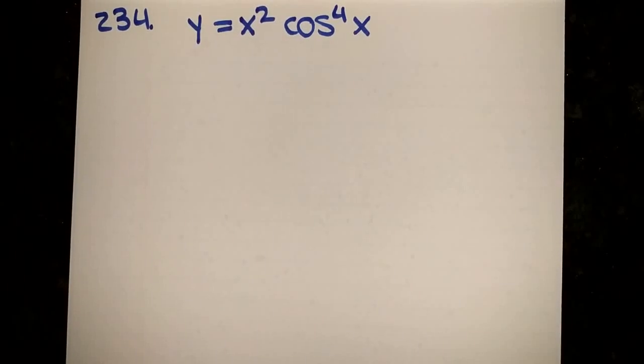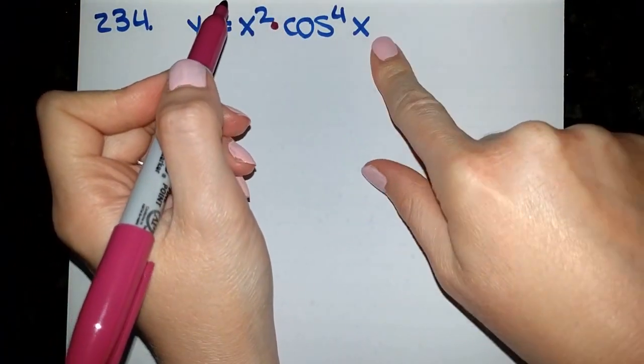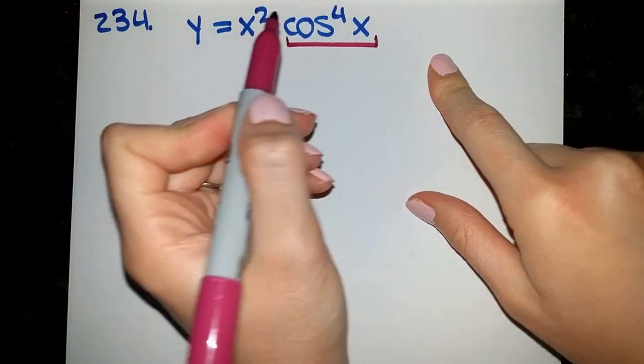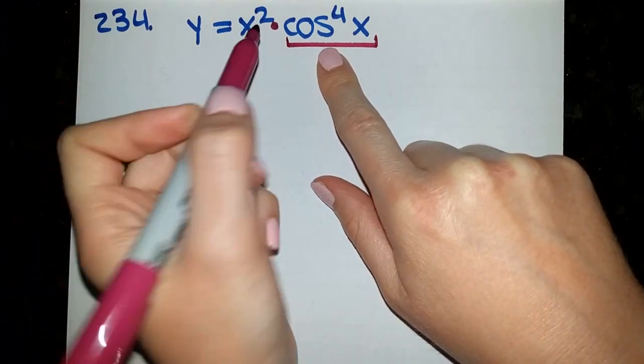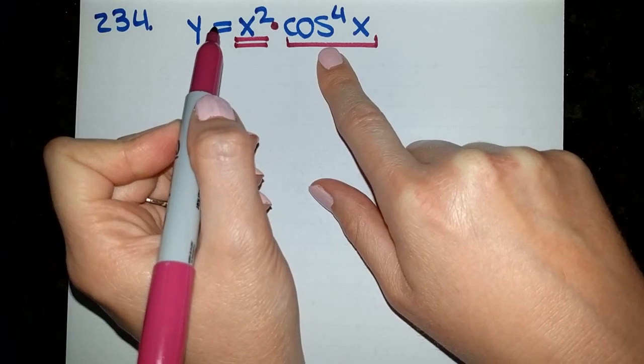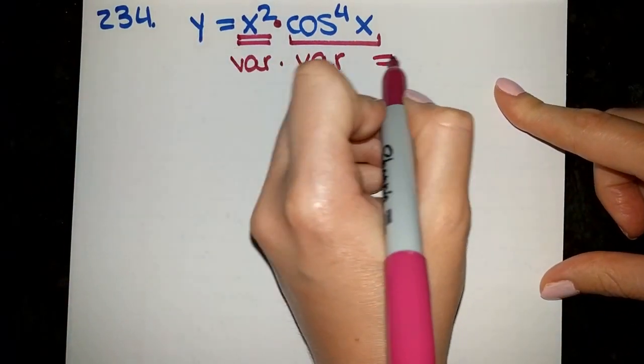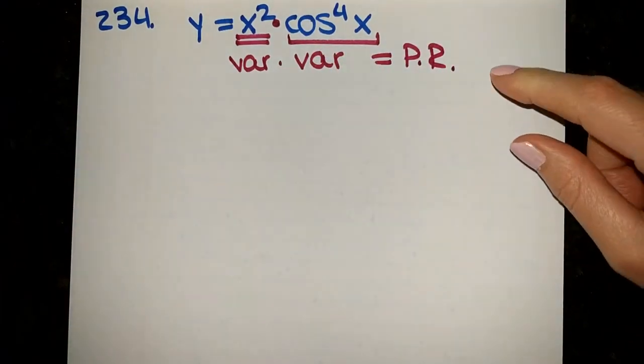This is an absolutely lovely question. The reason why this question is so lovely is because you have x squared and it is being multiplied by cosine to the fourth x. And if you just look in front of this cosine, you notice that x squared is not a constant coefficient. That thing is not going to be taken along. We have a variable times a variable. So we need to go into our product rule.